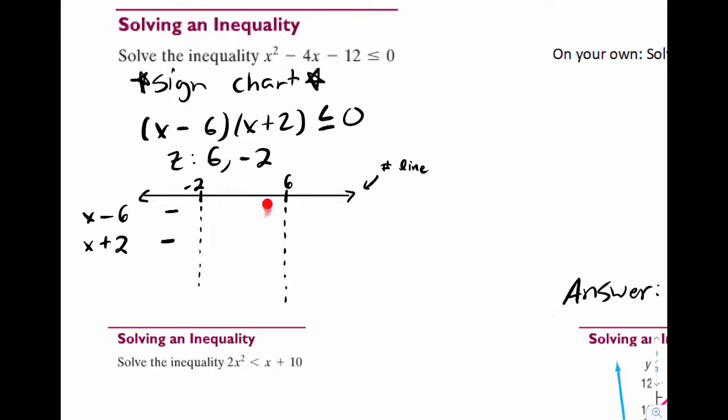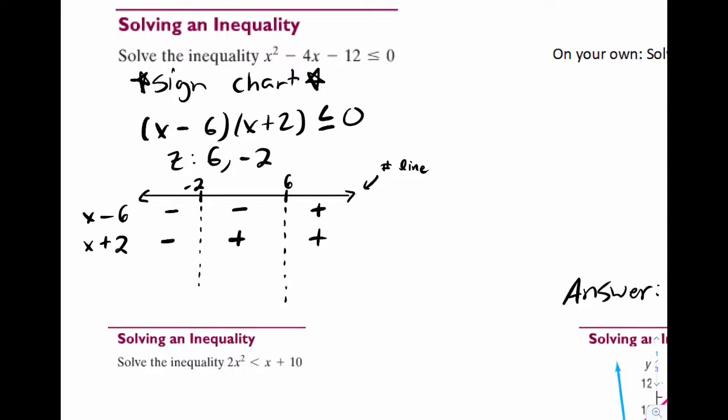Now we go to the region in the middle. A good number here would be 0. If you plug 0 into this, 0 minus 6, notice how that's negative. So again, put another negative. 0 plus 2 into this one would be positive, so put positive. For the last region, pick a number greater than 6, let's say 10. If you plug 10 into each of these, the outcome should be positive.